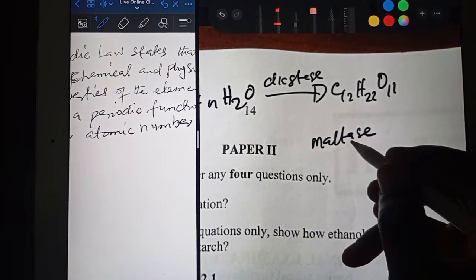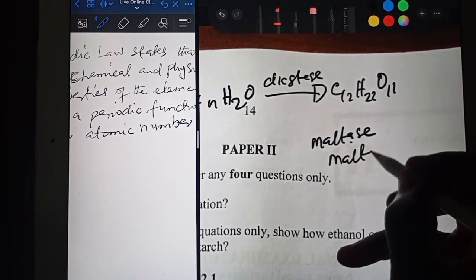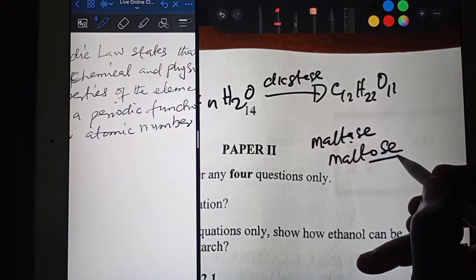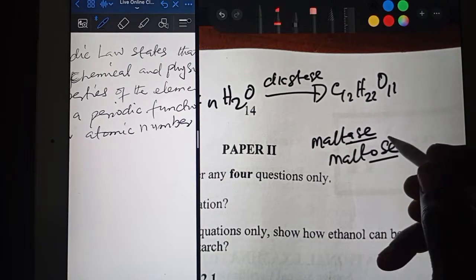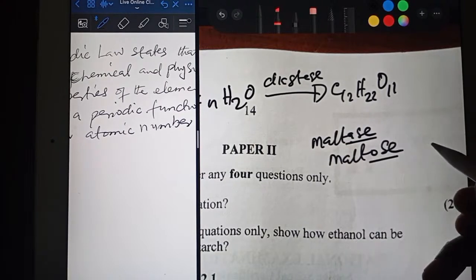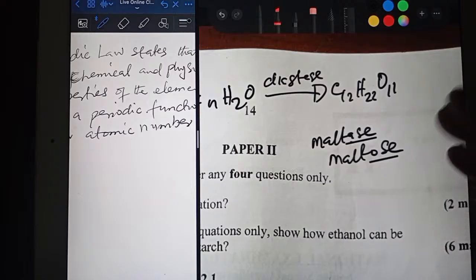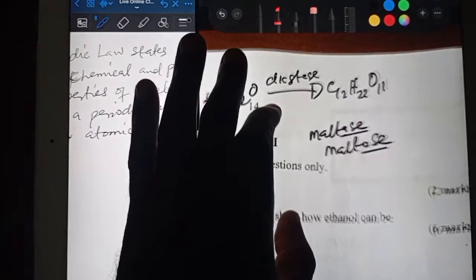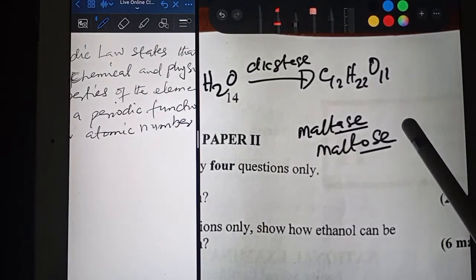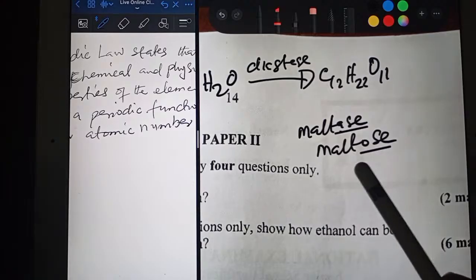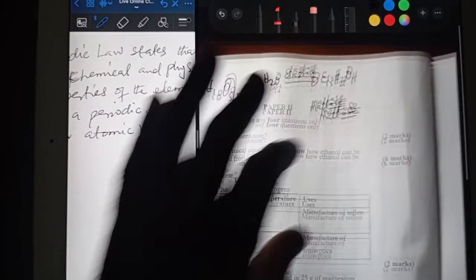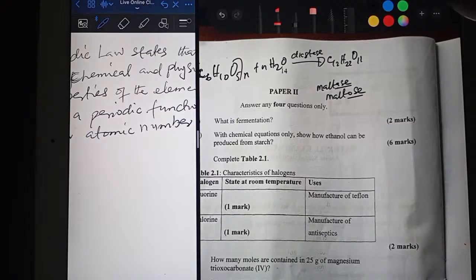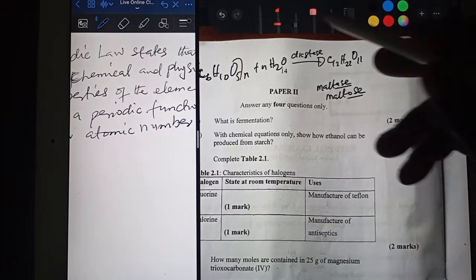Remember, watch this: maltose, 'ose' is sugar, 'ase' is the enzyme that digests the 'ose'. For example, sucrase is the enzyme that works on sucrose: 'ose' for sugar, 'ase' for enzymes, okay? So then finally the glucose is broken down to give you ethanol by zymase. I was correct there. I believe I've set this clear now.